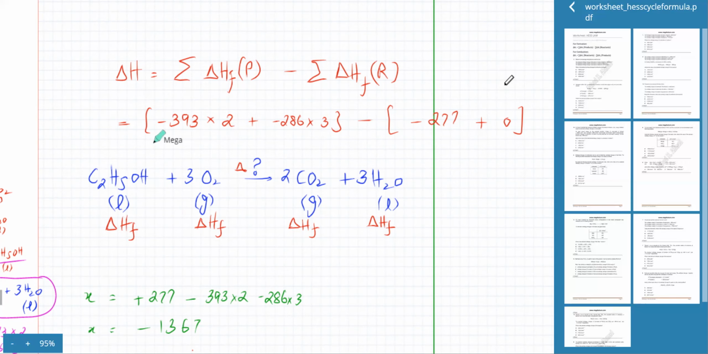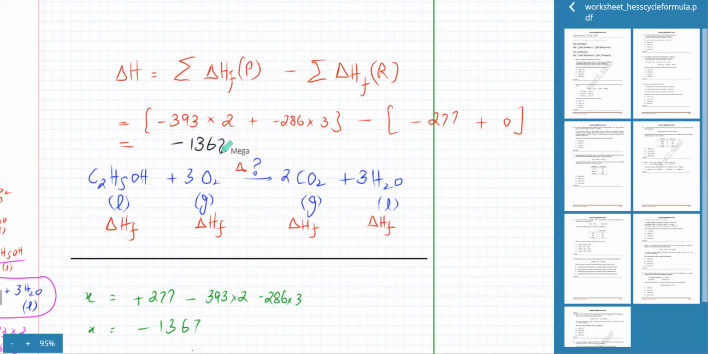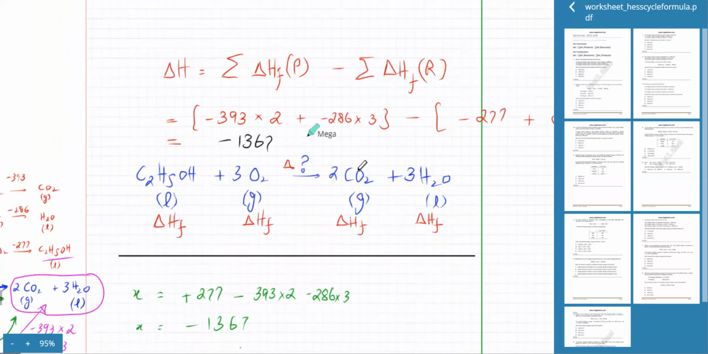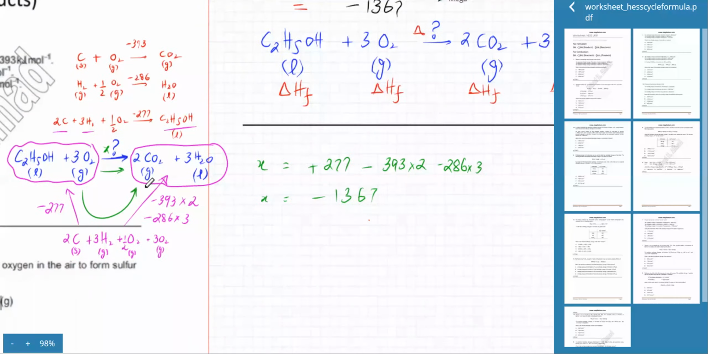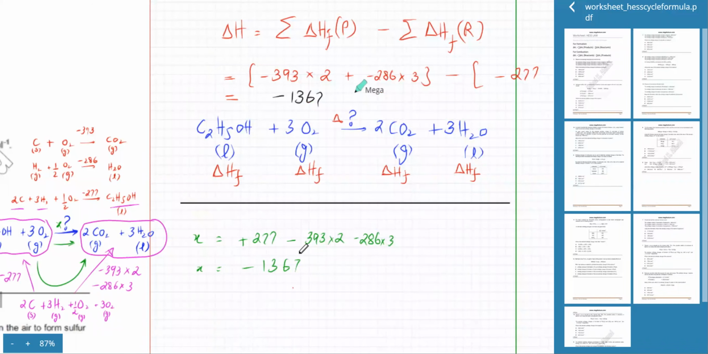I said, can anyone do the calculation now? What is the value that you get? Hiba, Nida, can you do the calculation as well? Okay, it's again coming out to be minus 1367. So without actually drawing any of the Hess cycle, we were able to calculate the answer exactly the same. You're getting the same value.